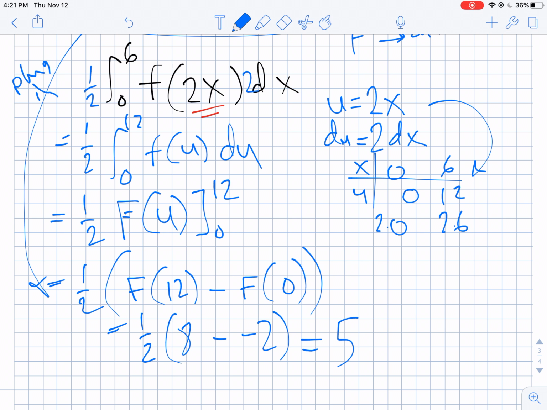So the trick on this problem was choosing the u to be 2x, and saying, okay, if I integrate little f, I'm going to get the antiderivative big F, and making sure I change the bounds so I have the values that I do. Make sure that when you're doing these definite integrals, you're always changing the bounds.